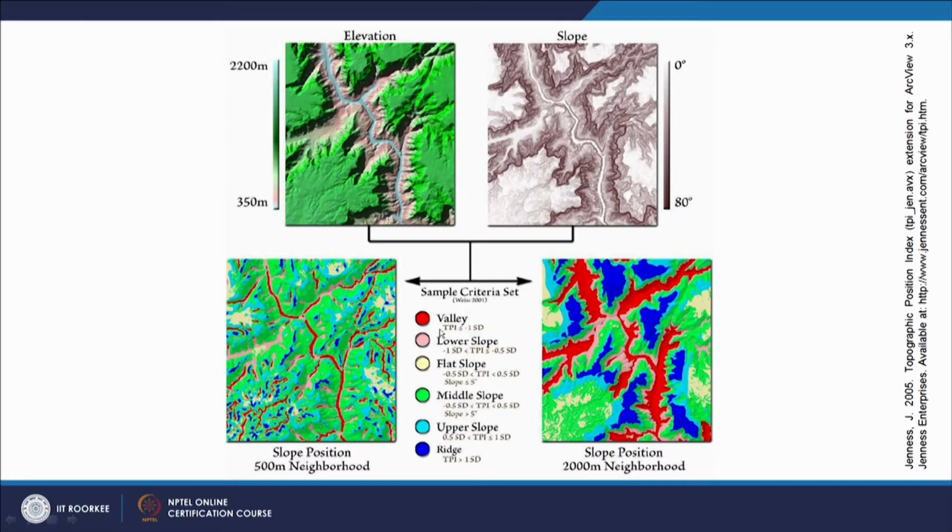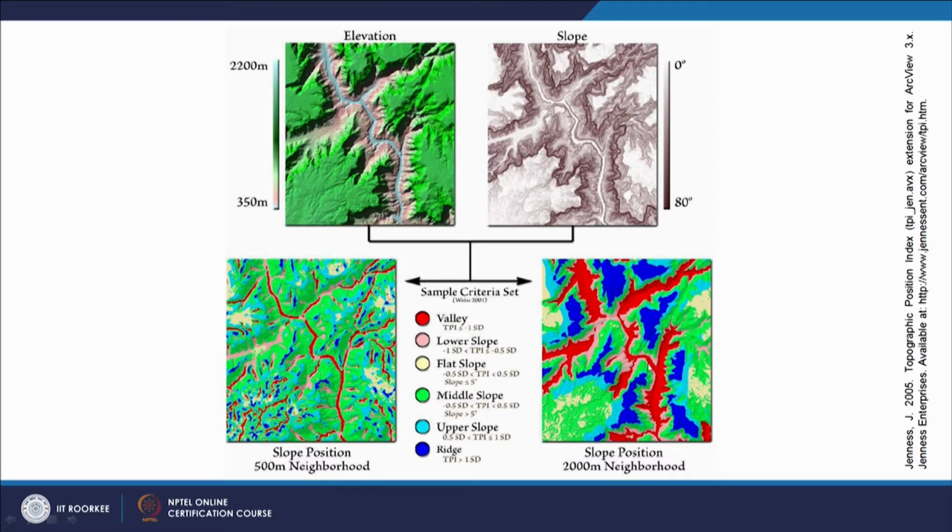Here, with lower values, a very small part of this terrain has been classified, since the TPI is just -1 standard deviation, whereas here a large area has been classified as valleys. So as we change the search area, these things will change. These are the maps: the digital elevation model is represented as a shaded relief model, and this is the slope map derived from the digital elevation model.